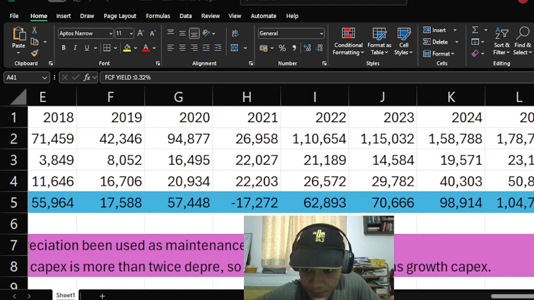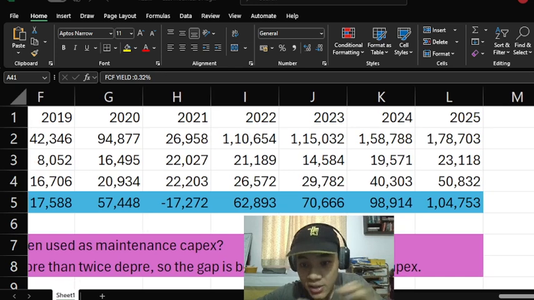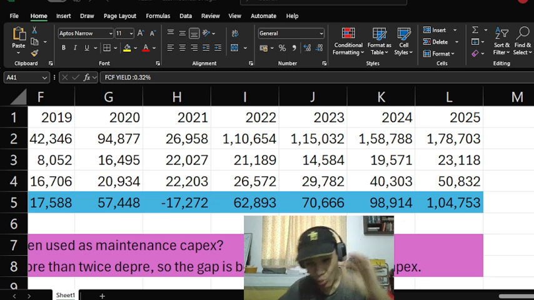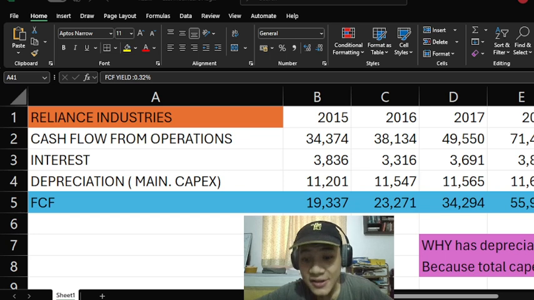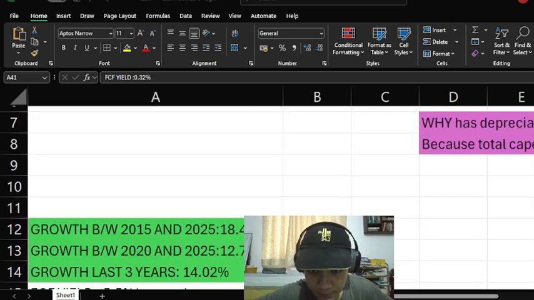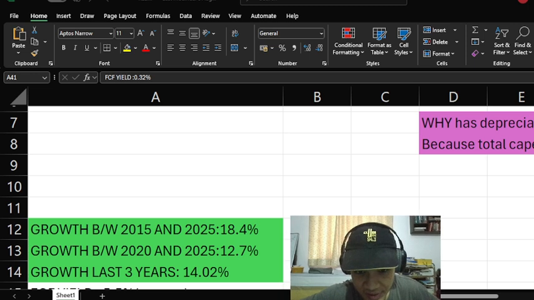In 2021. In 2024, 98,914 crores of free cash flow. And 2025, 1,04,753 crores in free cash flow. We can see one thing for Reliance, the free cash flow has been consistently increasing. So very good, very good. Very nice increase.